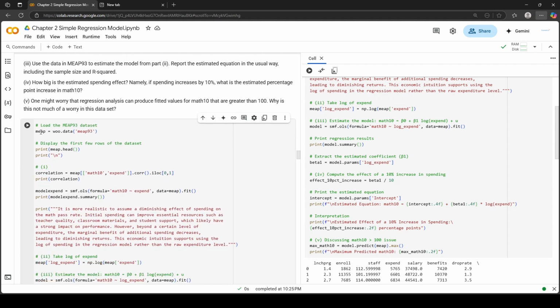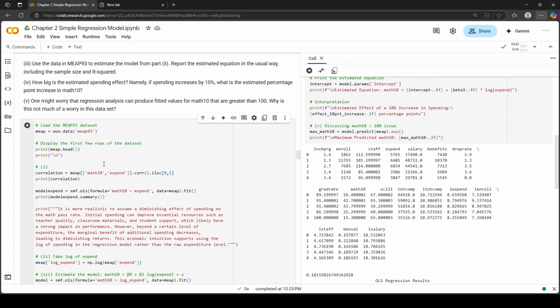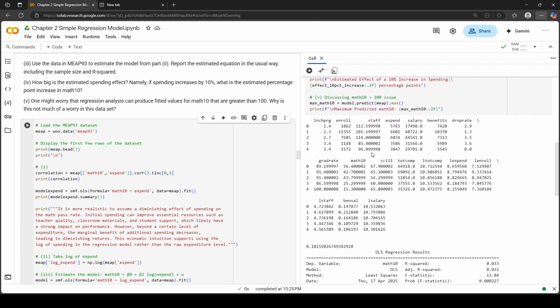First, load the dataset by creating the data frame meap equals woo.data in the bracket meap93, and display the first few rows of the dataset by typing the command print meap.head. This will give you the following result on the right hand side of the screen, and these are the column names.